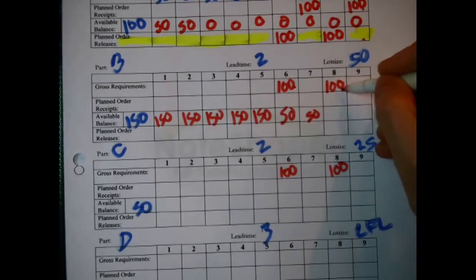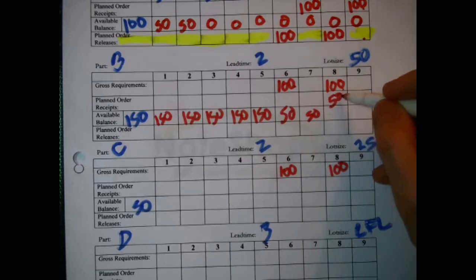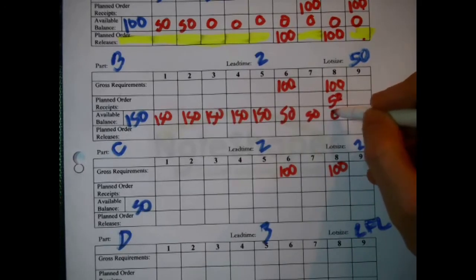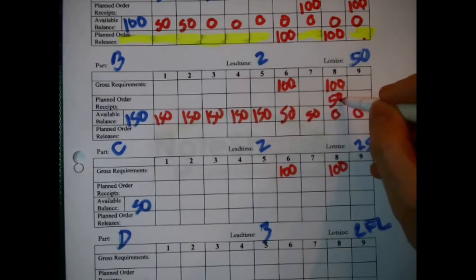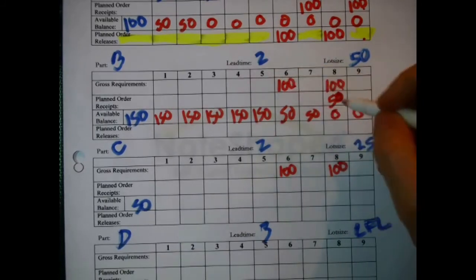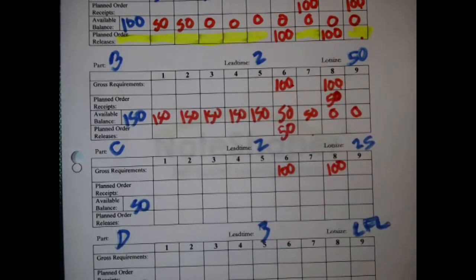So we're lacking 50. The lot size is 50. That's nice. So we'll receive another 50. That will bring on-hand inventory down to 0. Now wait a minute, this 50, this is when we need to receive it. Check the lead time. 1, 2, order 50 in the 6th week. So it arrives right when it's needed.